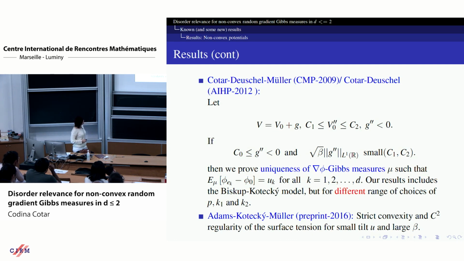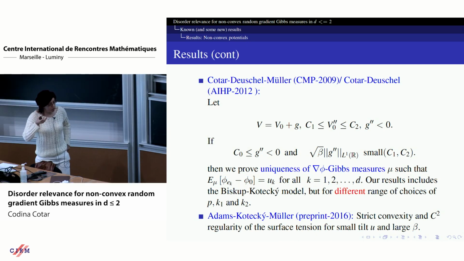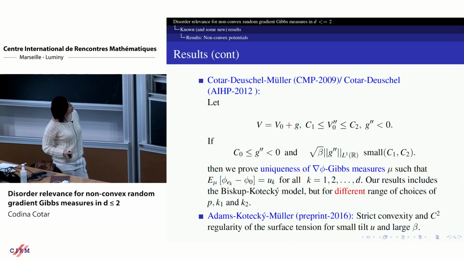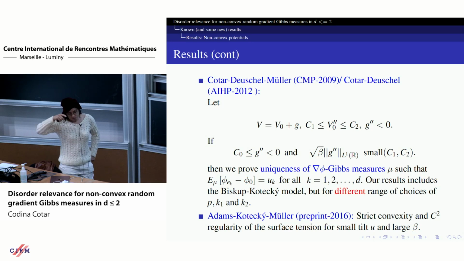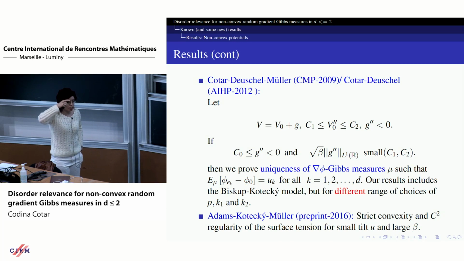Now in the low temperature regime, there are a number of papers. The first one was the paper of Adams, Kotecký, and Müller. They proved strict convexity and the C2 property for the surface tension, for small temperature and for very small tilt u close to 0. And then there were a number of additional papers. One was by Stefan Adams with Simon Buchholz, Kotecký and Müller. They looked at the same question, but this time the height interface was no longer just in R, so phi of x was in R to the power m.